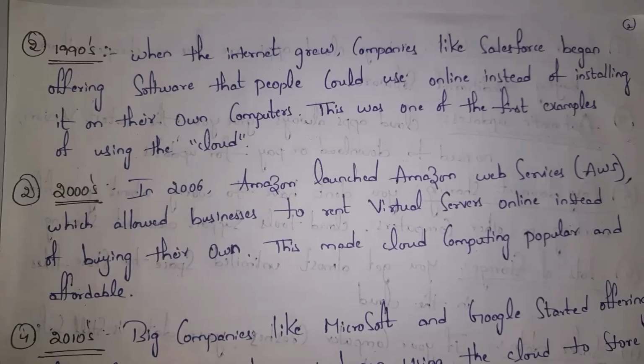And later in 2006, Amazon launched Amazon Web Services, shortly we call it AWS, which allows businesses to rent virtual servers online instead of buying their own. This made cloud computing popular and affordable. Guys, if you want to establish a company, you need to purchase servers, which is very costly. And again, in order to maintain those servers, you need to hire employees, and you need to pay salaries for employees, which is very costly. Amazon launched the AWS website. From this website, we can take servers for rent. This made cloud computing popular and affordable.